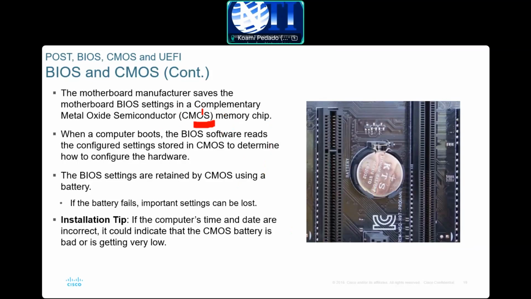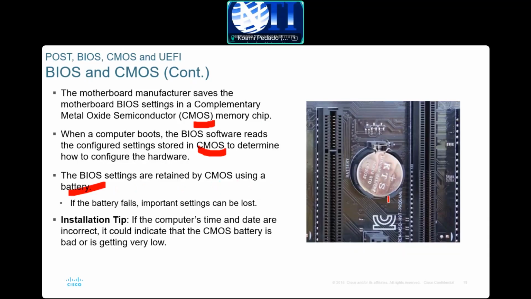When the computer boots, the BIOS software will read the configuration settings stored in the CMOS memory chip to determine how to configure the hardware. The BIOS settings are retained by the CMOS using the battery. So this is the battery that retains the information from the CMOS chip or the BIOS. It will retain that information.